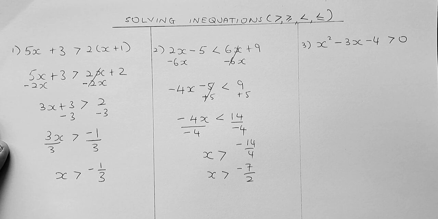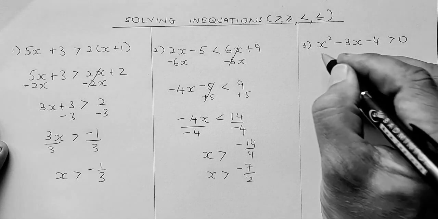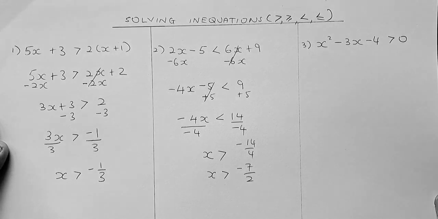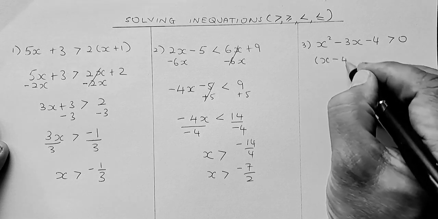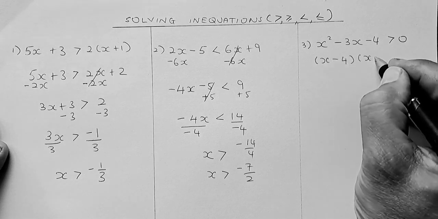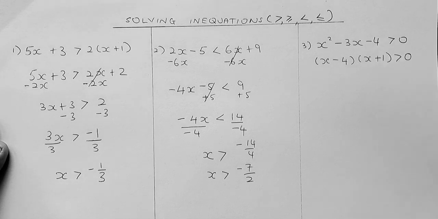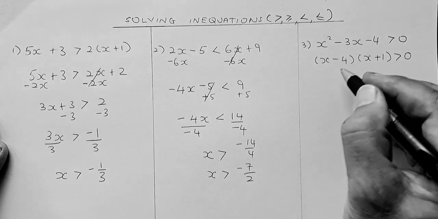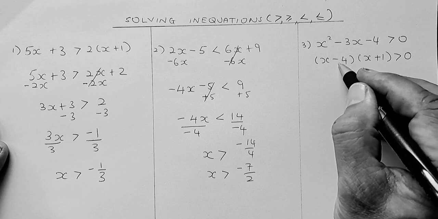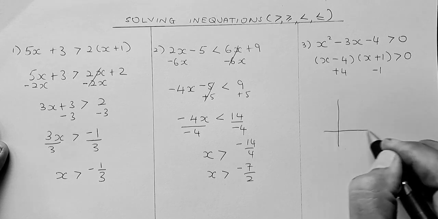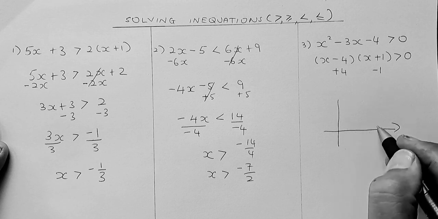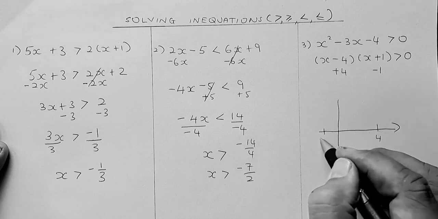So, okay, last but not least, we're going to do a quadratic. A quadratic is slightly different. What you do, you need to factorize x squared minus 3x minus 4. If you factorize it correctly, it's going to be (x minus 4)(x plus 1) is greater than 0. So you know the solution is going to be the reverse, so it's going to be plus 4 and negative 1. So you draw a quadratic graph, okay? So it's going to be 4 and negative 1.